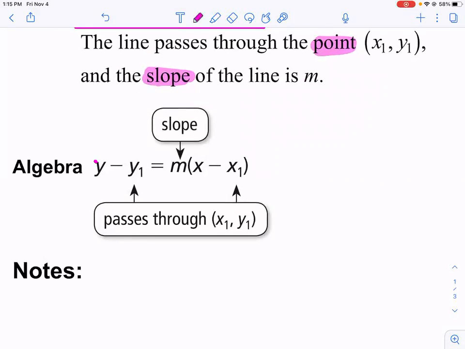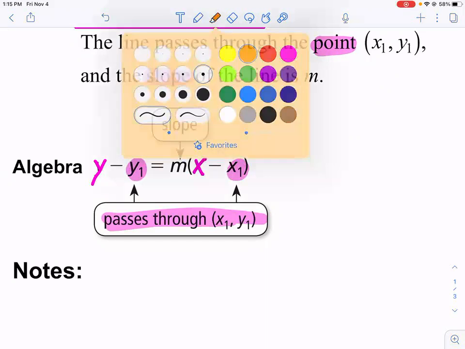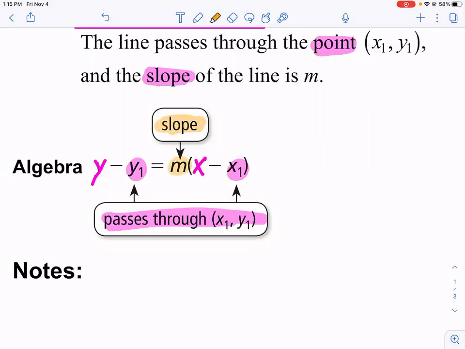So y is always going to stay as y. X is always going to stay as x. That's how we have the equation. Okay. Whatever our point is, we're going to plug in right here. And whatever our slope is, we're going to plug in right here. Okay.